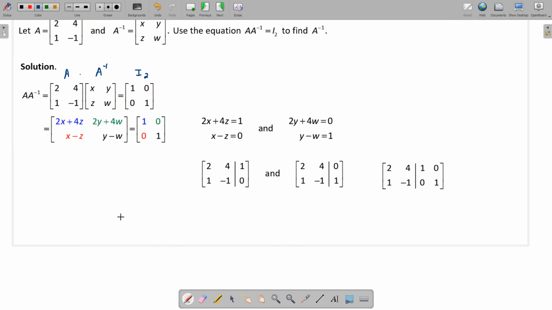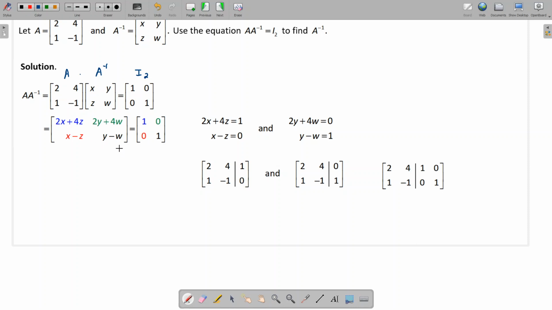again, rows by columns, so first row by first column, 2 times x plus 4 times z. That's where this blue expression comes from. Then we move on to get this expression. It's still first row, but by second column, 2 times y plus 4 times w. That's where the green comes from. Moving on to the second row, we take the second row by the first column, 1 times x plus negative 1 times z would just give us x minus z. And then this final element would be the second row by the second column, 1 times y minus w in that case.